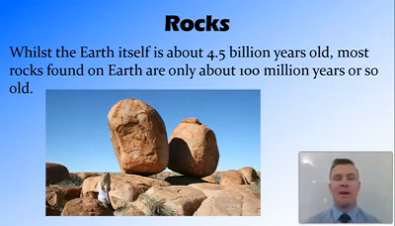So firstly, a little background information on rocks. The Earth is about 4.5 billion years old, okay, so that's pretty old. However, most of the rocks found on Earth are only about 100 million years old. And this 100 million years sounds like a long time, but when you're talking 4.5 billion years, you can see that it's only a fraction. So therefore, there must be some process which is making and breaking rocks down and making new ones.